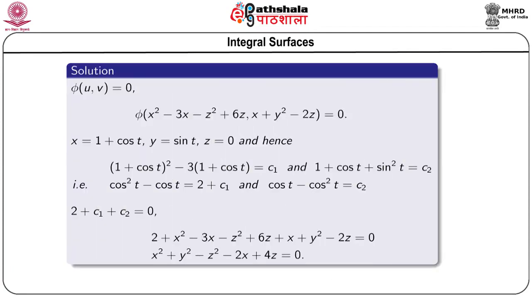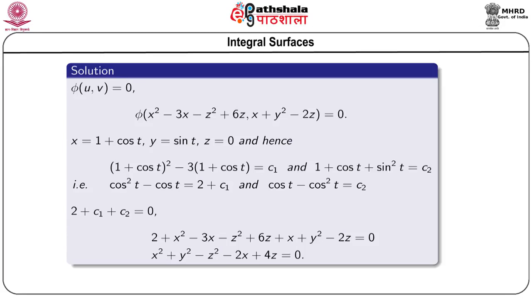Therefore, the general solution of the given quasi-linear equation is phi(u, v) equals 0, where the expressions for u and v we have already derived. So, phi of (x square minus 3x minus z square plus 6z, x plus y square minus 2z) equals 0. So, this is the general solution or the integral surface of the given quasi-linear equation.